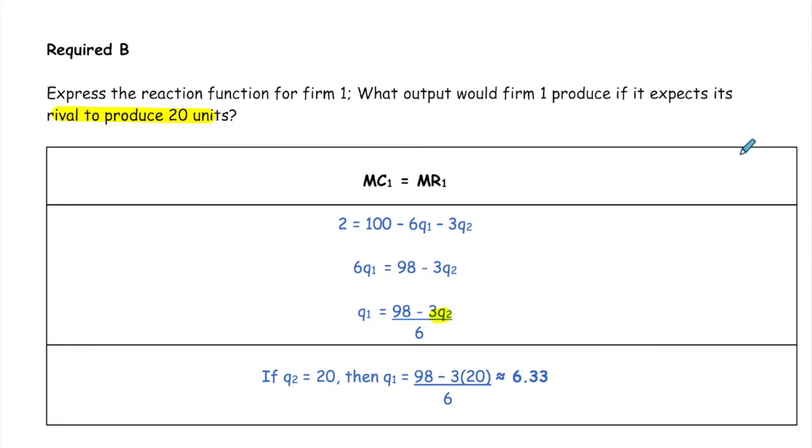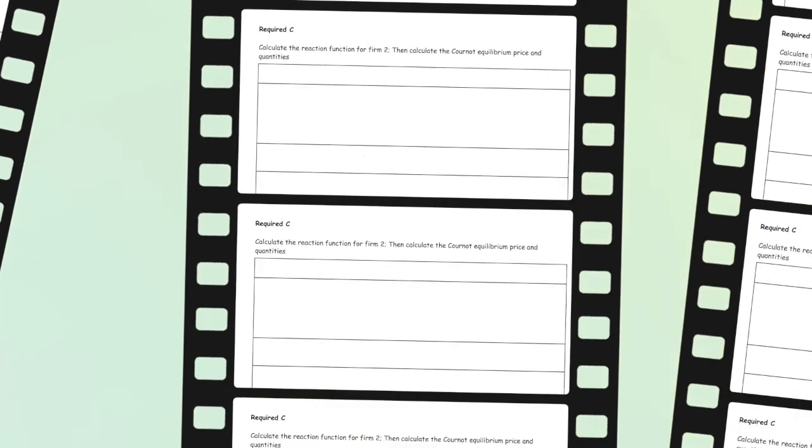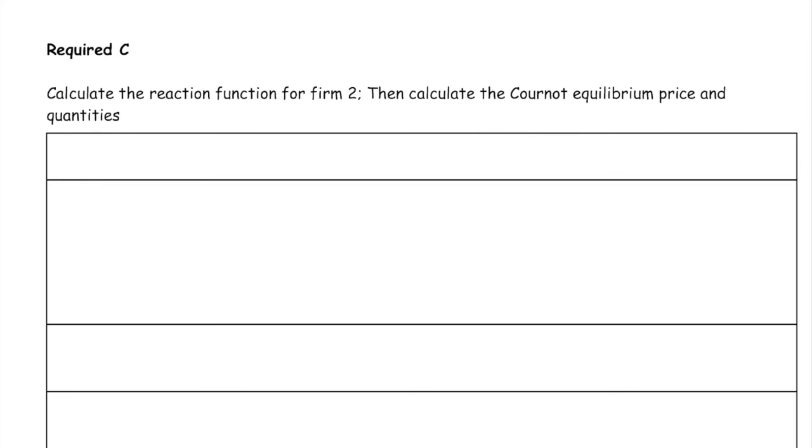So there we have it. That's how I would take care of required B. Let's have a look at required C. Here it says, calculate the reaction function for firm 2, then calculate the Cournot equilibrium price and quantities.